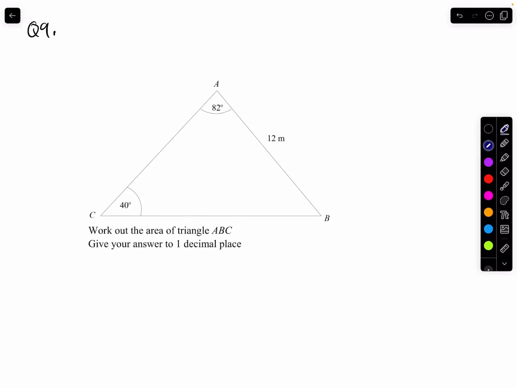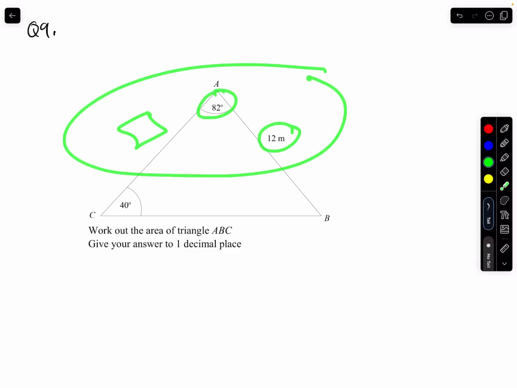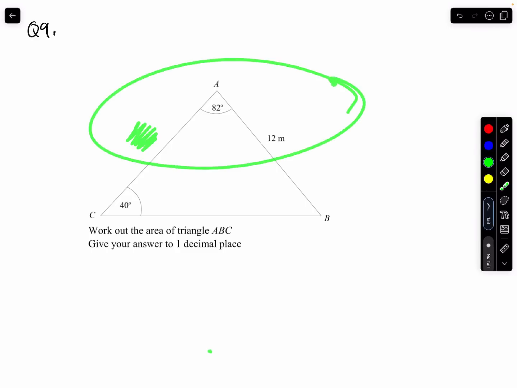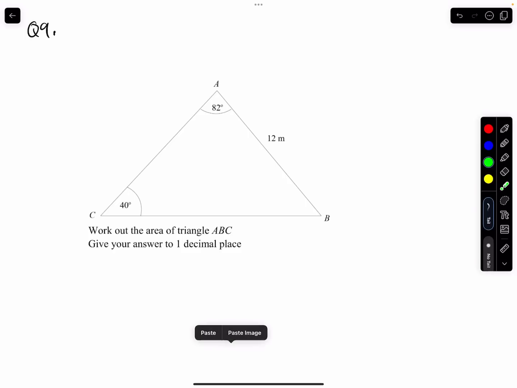Question number 9. Here we have to work out the area again, but we don't have that thing I was showing you earlier. We have this angle, we have this side. It'd be nice to have this, and then we could have done it, but we don't. We can't use this angle because we don't have this side, nor that side. So we have to find this side somehow, so that we can find the area. But we have to find a way to get there.